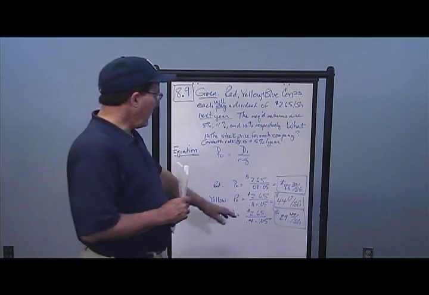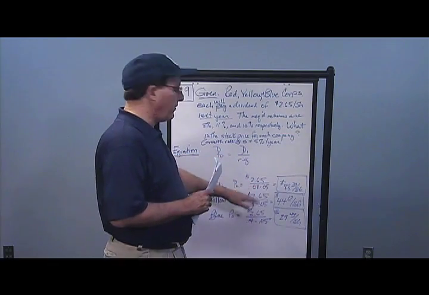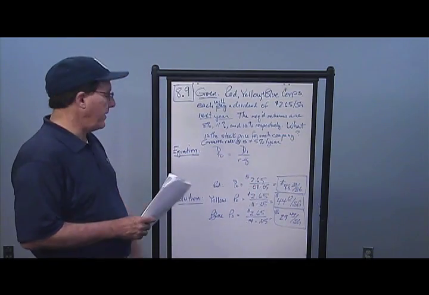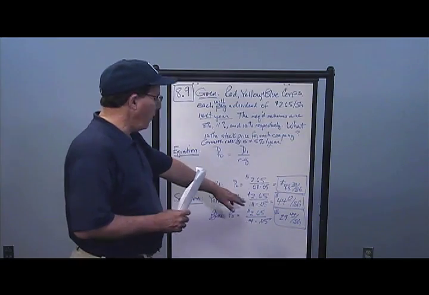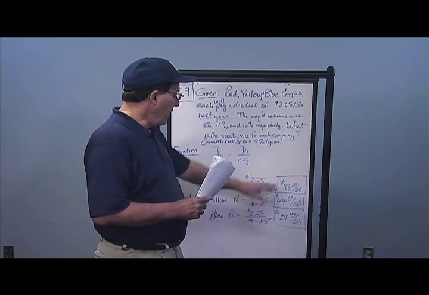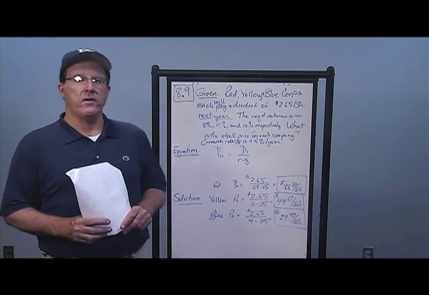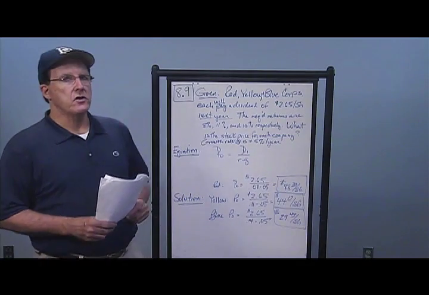You can see very quickly the next question is what happens as the required return goes up for each of these companies. Well, it's simple. You're dividing by a larger denominator, and therefore your stock price goes down as the required return goes up. There are your answers to problem number 9.